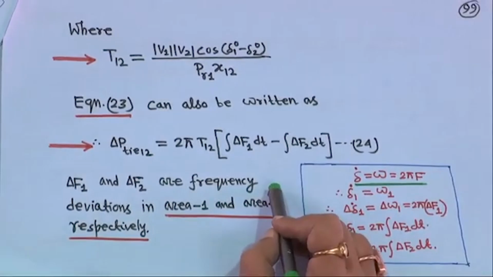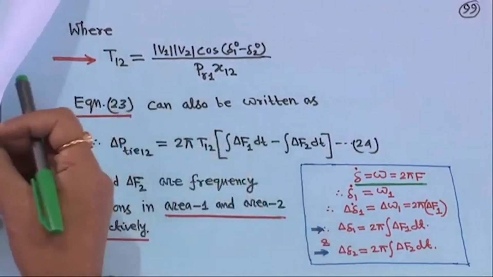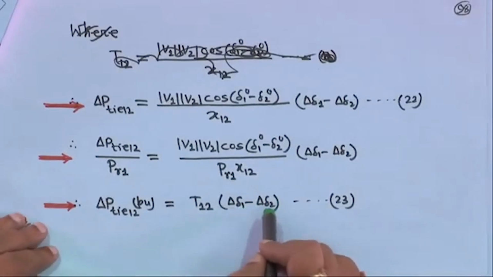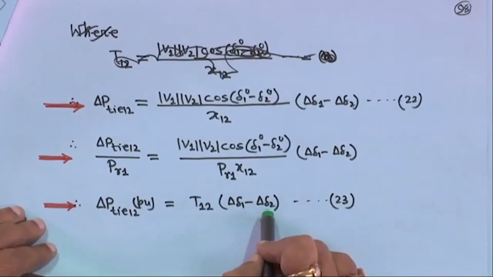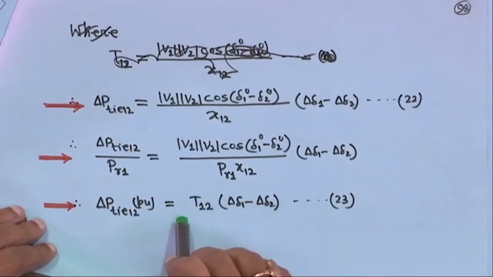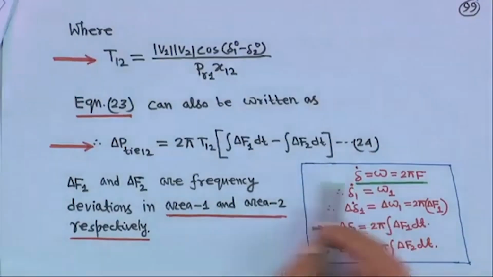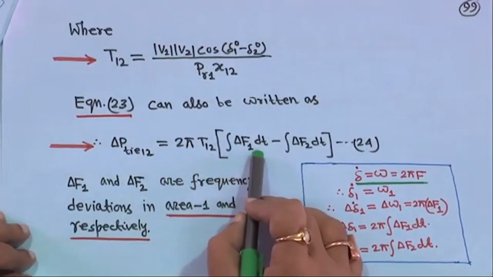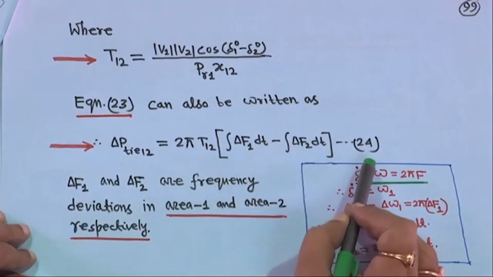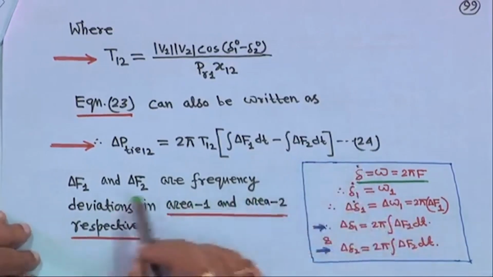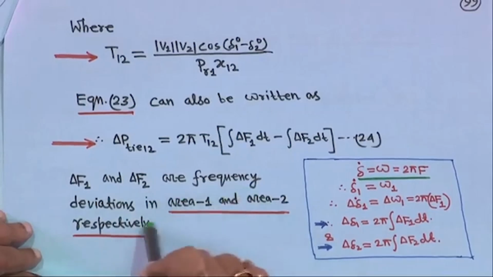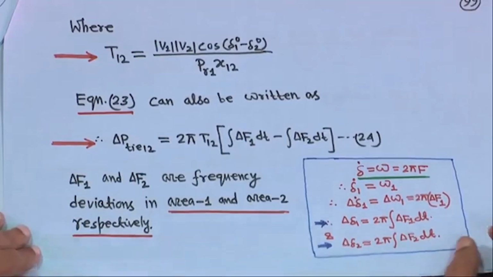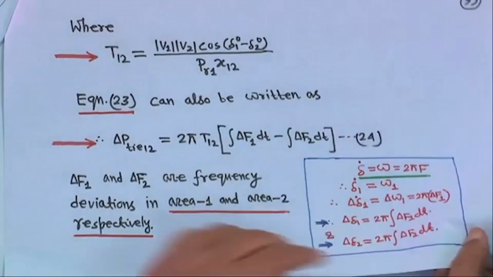That is why in this equation you substitute 2 pi integral of del f1 dt for delta delta 1, and 2 pi integral of del f2 dt for delta delta 2, and take 2 pi common. So, delta P_tie12 is equal to 2 pi T12 times (integral of delta f1 dt minus integral of delta f2 dt). This is equation 24, where delta f1 and delta f2 are the frequency deviations in area 1 and area 2 respectively, if there is a change in the load in either of the areas or in both areas.